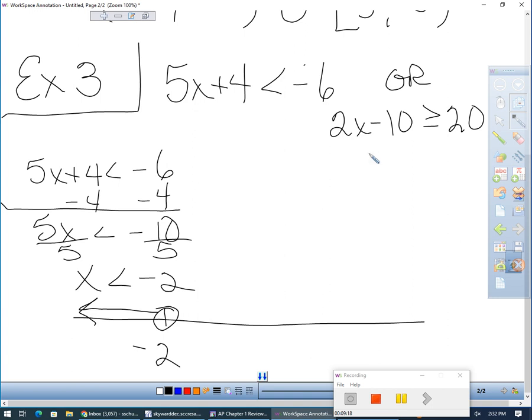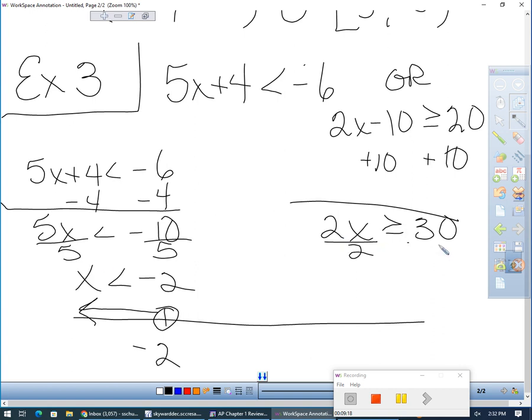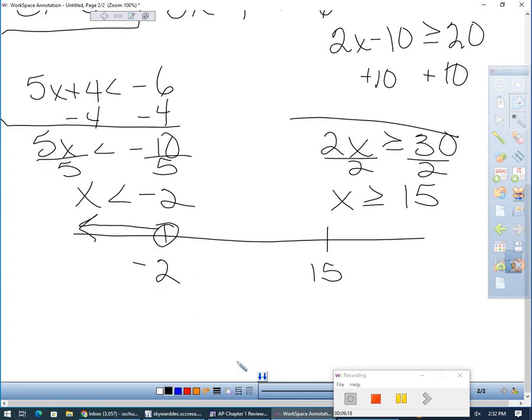Now I'm going to go solve my other one. Over here, I'm going to start by adding 10 to both sides. So I have 2x is greater than or equal to 30. Get x by itself. I got to divide both sides by 2. I get x is greater than or equal to 15. So at 15, do I have an open or closed dot? Good. Which direction does this go? The other way. Goes to the right.